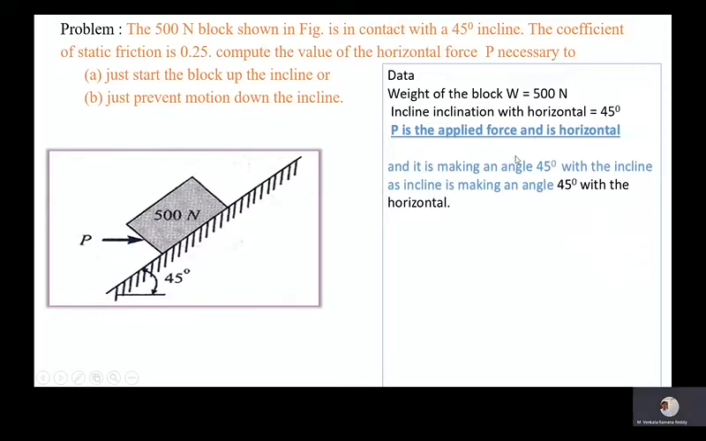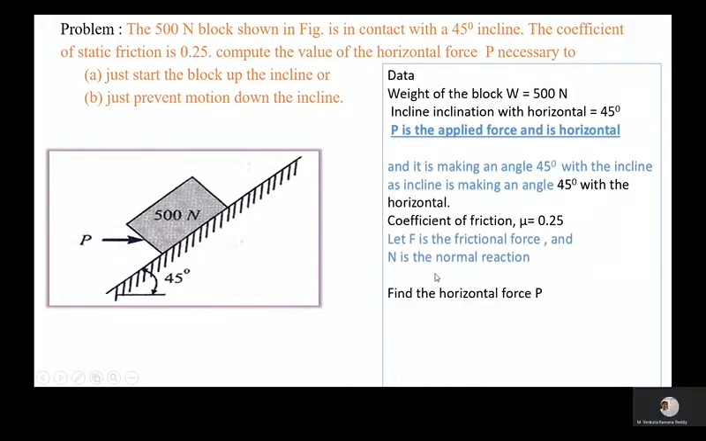P is the applied force and is horizontal, and it is making an angle of 45 degrees with the incline, as the incline is making an angle of 45 degrees with the horizontal. Coefficient of friction is 0.25. Let F be the frictional force and N the normal reaction. Then we have to find the horizontal force P.